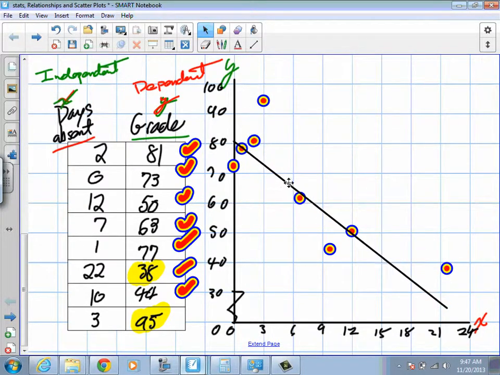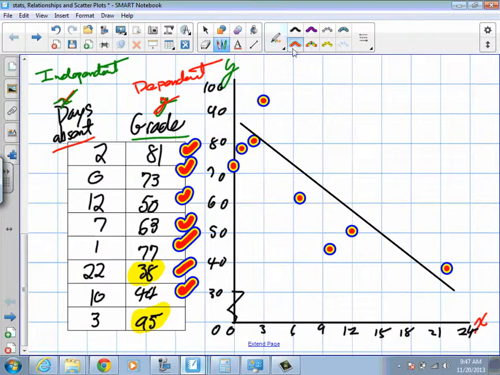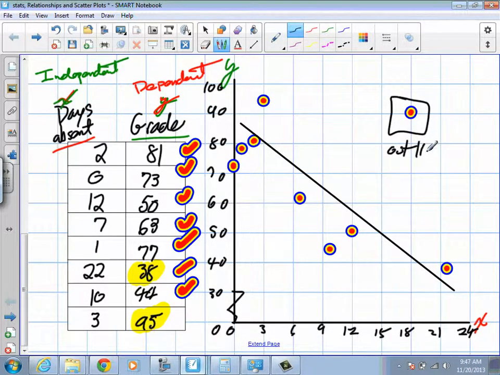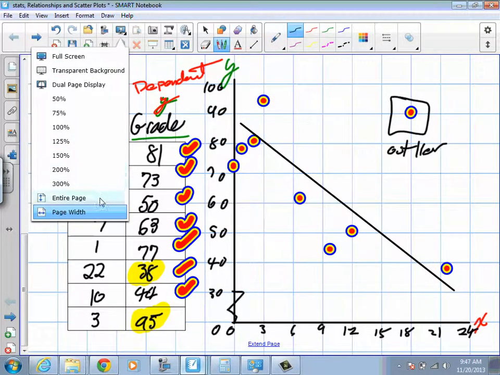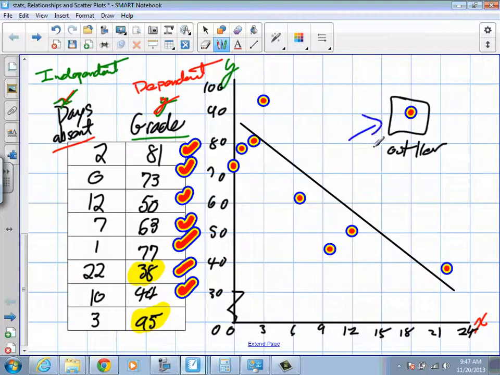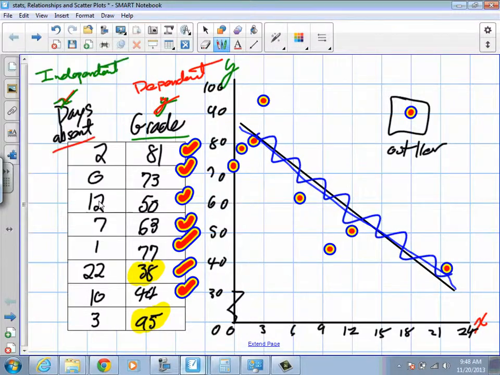Okay. What if I had somebody like this, 18 days absent, grade of 90? That's right, this would be considered an outlier, right? This person is somehow doing very well with showing up not very often in class. We do take the outlier into consideration, but we still continue our pattern. What we say is this is maybe something that's not in our pattern or our relationship, where this is still the line of best fit. Most information will fall somewhere around this line here.